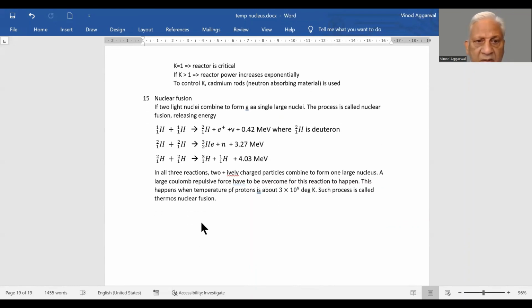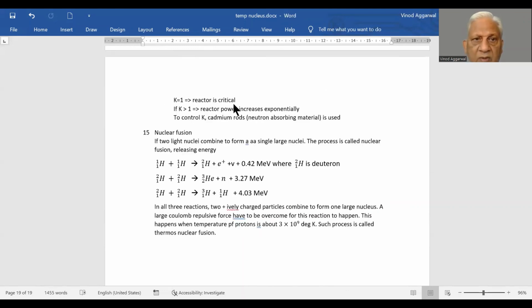In all these reactions, two positively charged particles combine to form a large nucleus. Two positively charged atoms, both are positively charged, combine to form one large nucleus. And obviously, the reaction has to overcome the Coulomb repulsive forces. And to do this, it happens under very high temperature, of the order of, let us say, 3 into 10 to the power 9 degrees Kelvin.